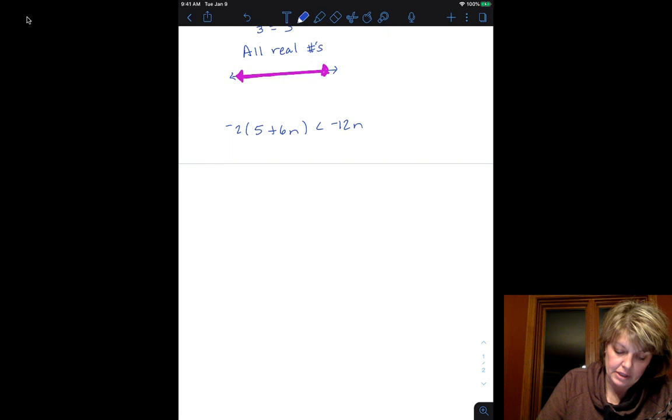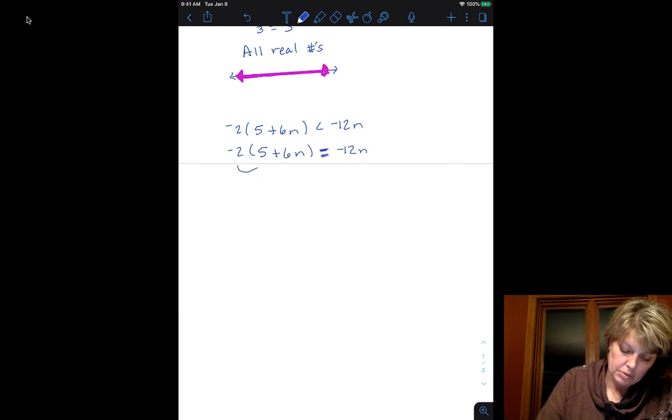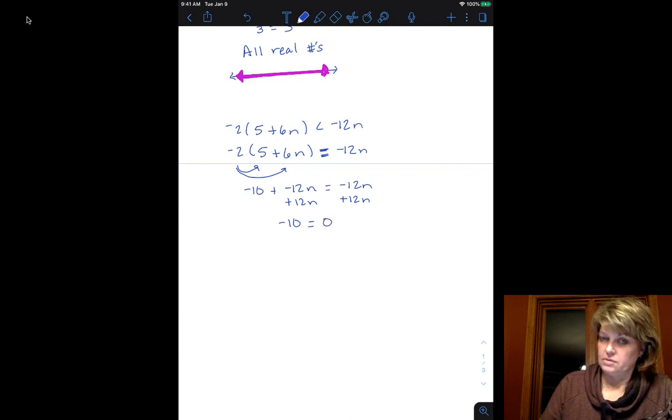Again, trying to find the associated equation to get the boundary point. So we write the equation. And solving it, again using the distributive property, coincidentally the same as we did in the first one. Negative 10 plus negative 12n equals negative 12n. Solving that, adding positive 12n to both sides, we're left with negative 10 equals 0. And the question is, when does negative 10 equal 0? And the answer is never.